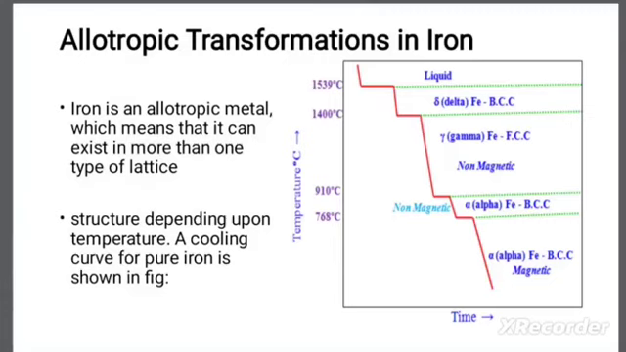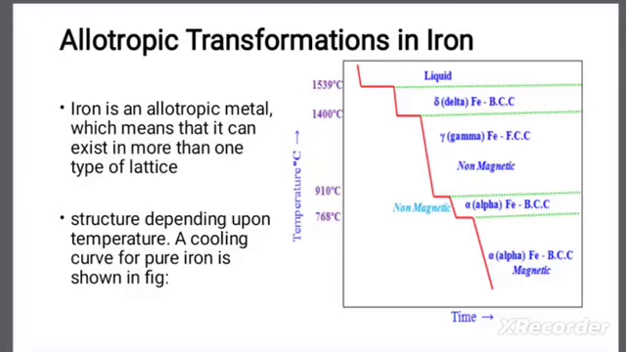When we start cooling the iron from 1539 to 1400 degrees Celsius, we are cooling to the next stage, that is the delta stage. This region is called the delta iron region, which is BCC in crystal structure. BCC is nothing but body centered cubic, which is a crystal structure.